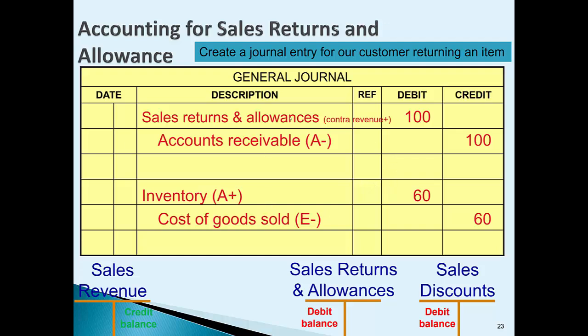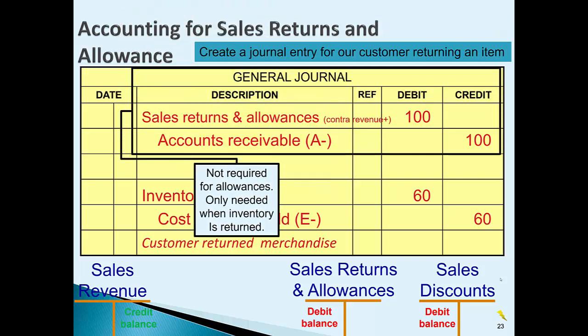Now, if you look carefully at this transaction, it's pretty much the reverse of the sale, with the only difference being that instead of reversing the sales revenue account, we're using sales returns and allowance. And then the comment for the transaction would be customer return merchandise.